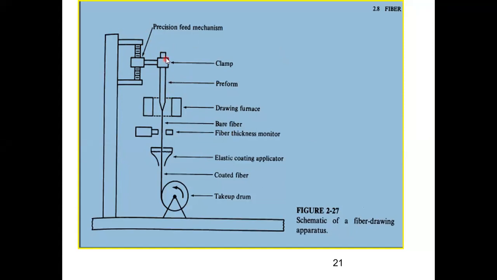So to heat it, I have to bring this preform. I have to insert this preform in a drawing furnace. So this clamp and this feed mechanism will lower the preform up and down, all those movements this feed mechanism is doing. So since I want to melt it, I have to bring it into the furnace and I have to increase the furnace.